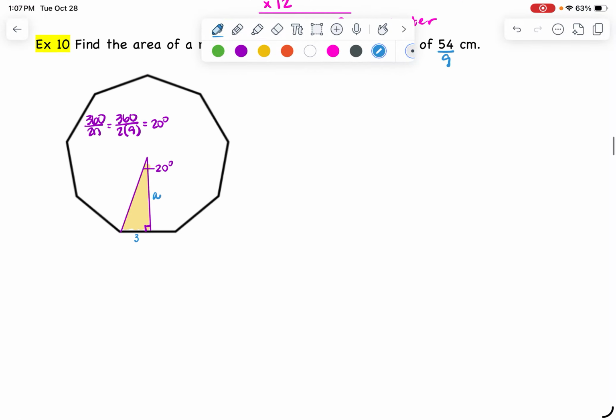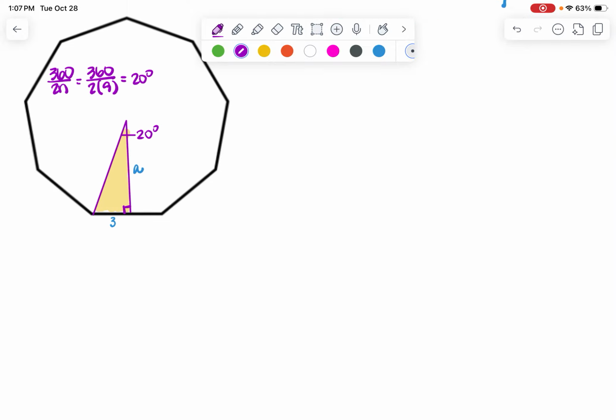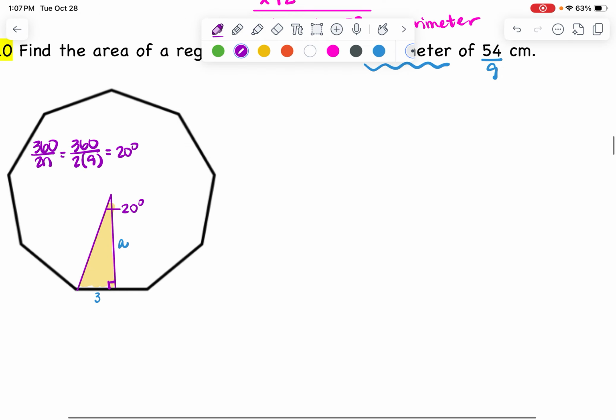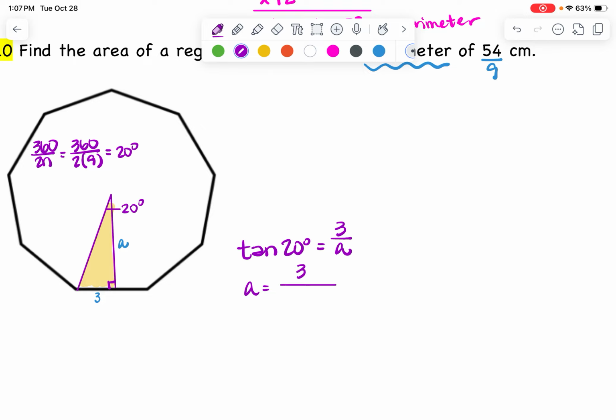I'm hoping this is kind of starting to get monotonous at this point, but I'm going to use my 20-degree angle. 3 is the opposite, A is the adjacent, that's tangent. So tangent of 20 degrees equals opposite over adjacent. So I get A, my apothem, is 3 over tan 20.